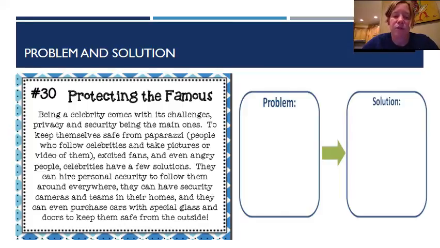They can hire personal security to follow them around. They can have security cameras and teams in their homes, and they can even purchase cars with special glass and doors to keep them safe from the outside. So if you had read this, you would know right away that this is going to be problem and solution because there are several key words. First, it's got the word challenges. Well, challenges is a synonym for problem. It also says right here the word solutions. It's kind of a giveaway that it's going to be problem and solutions.